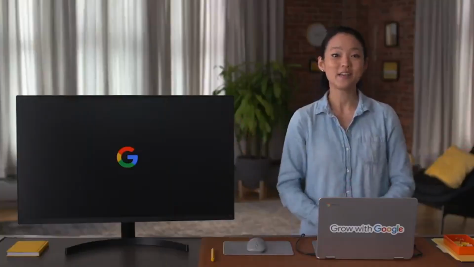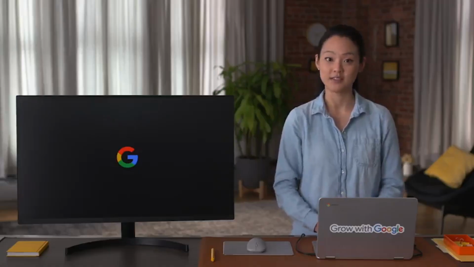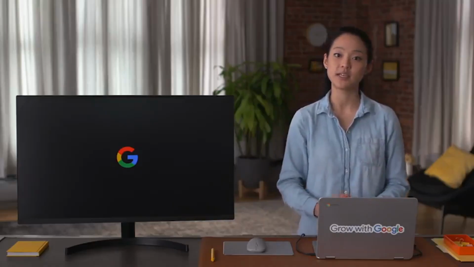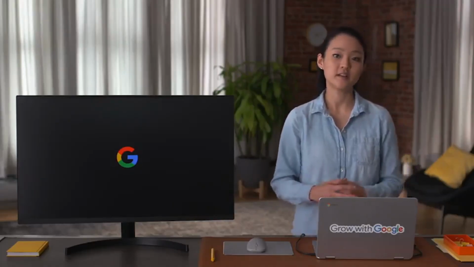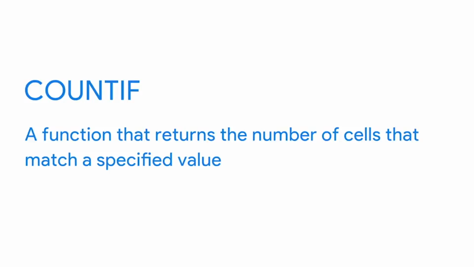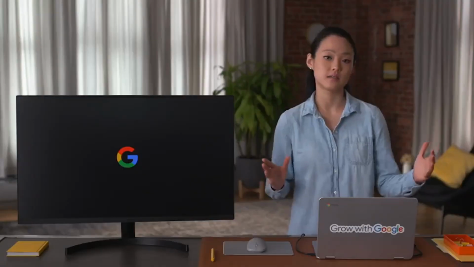Welcome back. You've learned about some very useful data cleaning tools that are built right into spreadsheet applications. Now we'll explore how functions can optimize your efforts to ensure data integrity. As a reminder, a function is a set of instructions that performs a specific calculation using the data in a spreadsheet. The first function we'll discuss is called countif. Countif is a function that returns the number of cells that match a specified value. Basically, it counts the number of times a value appears in a range of cells.